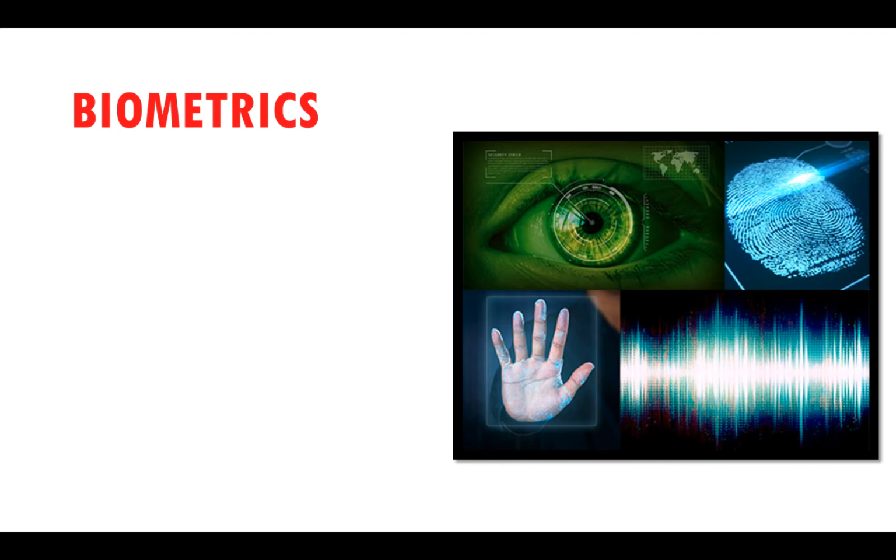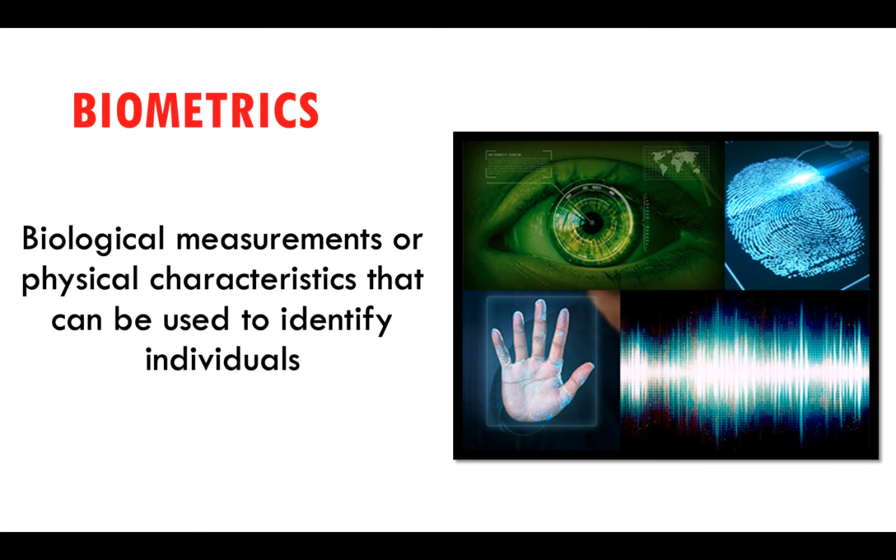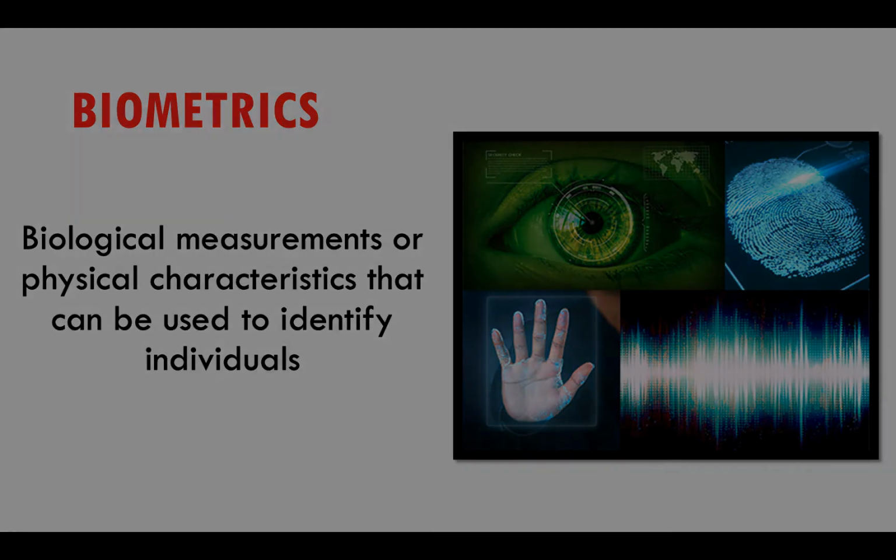So what are biometrics? They are biological measurements or physical characteristics that can be used to identify individuals. Biological authentication is used in computer science as a form of identification and access control. It could be access to banks with safes, it could be access to your building, for example, or secure server rooms. It's also used to identify individuals in groups that are under surveillance.